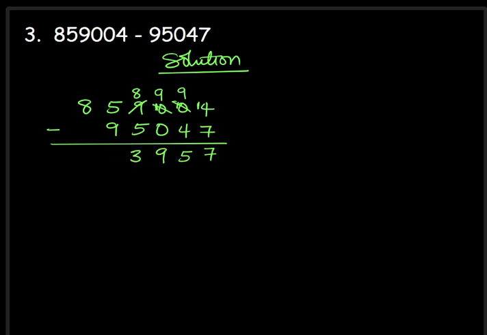5 minus 9 cannot. 5 is smaller than 9. So you have to borrow from 8. This will make it 7 here. And then we give it here. 15 minus 9 will make it 6. And then bring down your 7. So our answer here will be 763957.